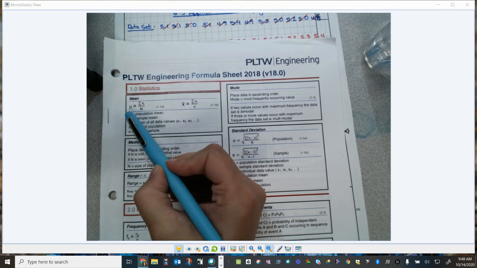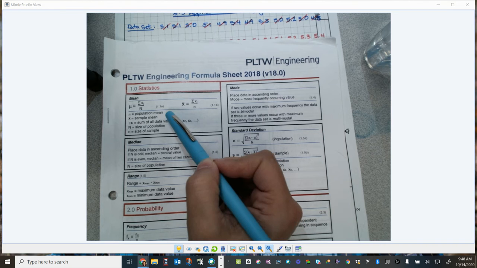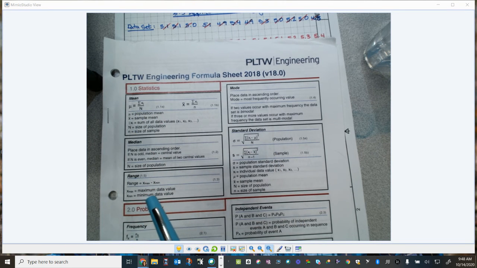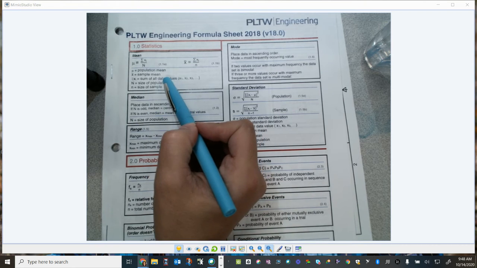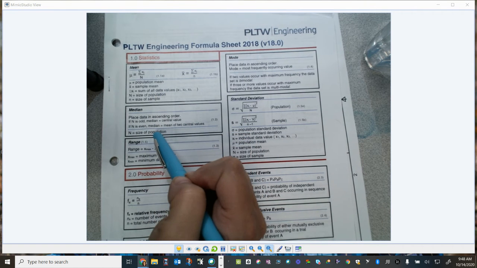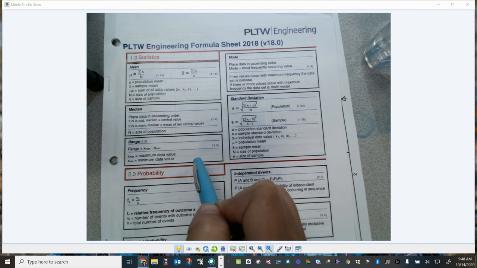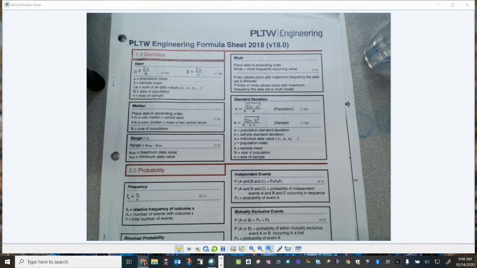So this mu, the little crazy M, is population mean. X bar or X tilde, it looks like, is sample mean. It talks about what all of those items or all of those variables are defined as. And we'll make sense of it here in a second.